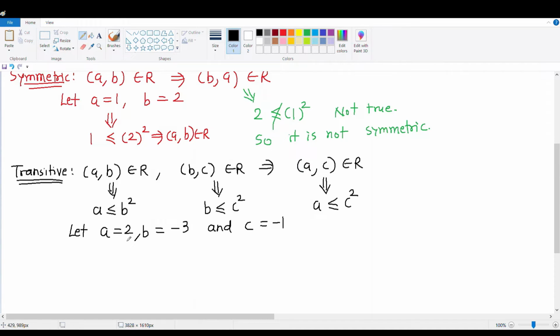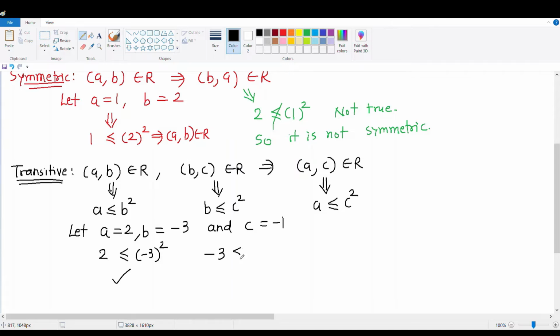So if a is 2 and b is -3, from this a less than or equal to b square, 2 is less than or equal to (-3) square. Yeah, of course, makes sense because (-3) square is 9, and 2 is less than 9. Now b is -3, c is -1. So b is less than or equal to c square. Let's check. B is -3.